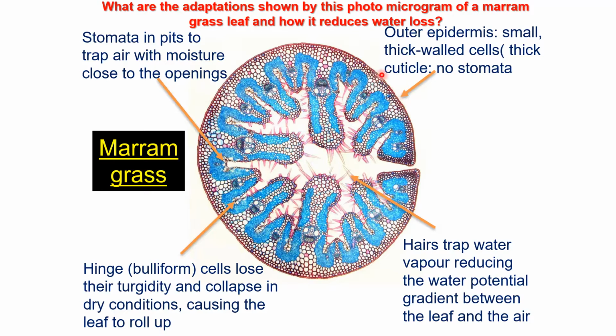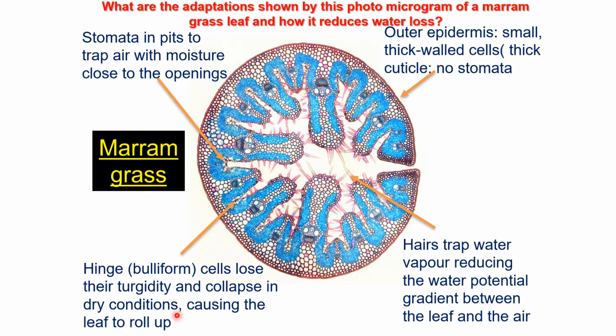And in the outer epidermis there is no stomata. So again, adaptations to conserve water: thick-walled cells, thick cuticle. Here we talked about what the hair would do. They would trap the water vapor, reducing the water potential gradient between the leaf and the air. Then these hinge cells that you're looking at lose their turgidity and collapse in dry conditions, causing the leaf to roll up.